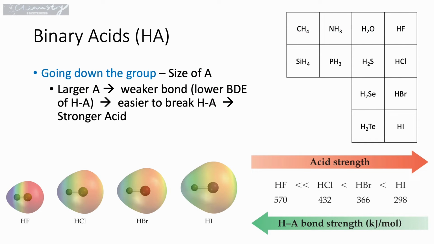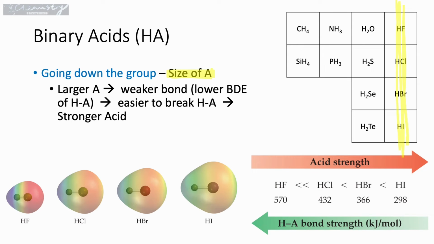And let's look at going down the periodic table. As we're going down the periodic table, the major determining factor is the size of A. Last time we compared going across the periodic table, now we are looking at going down the periodic table. Within the same group, we can determine its ion size.